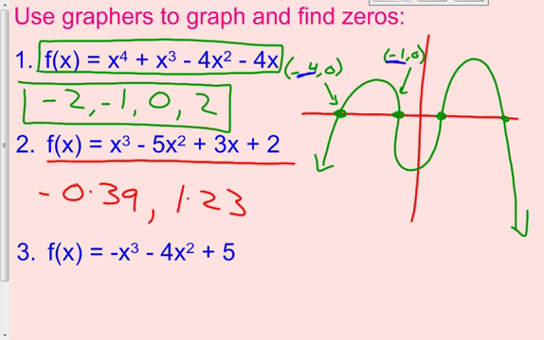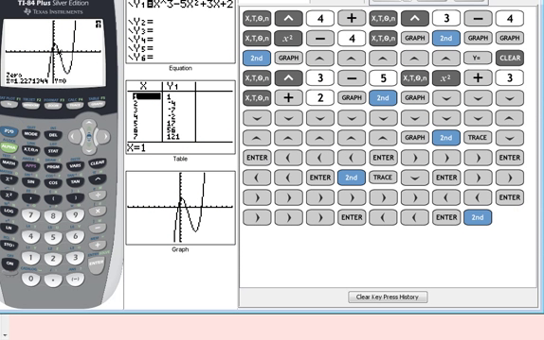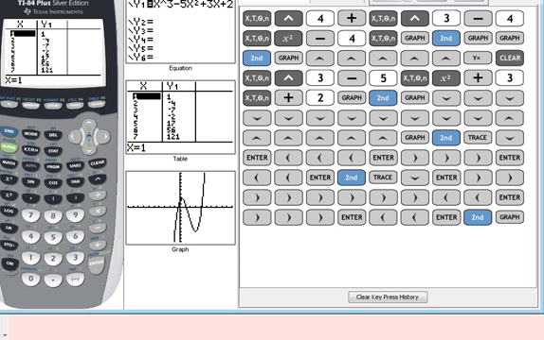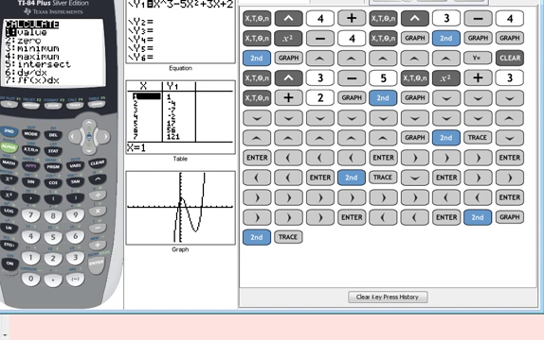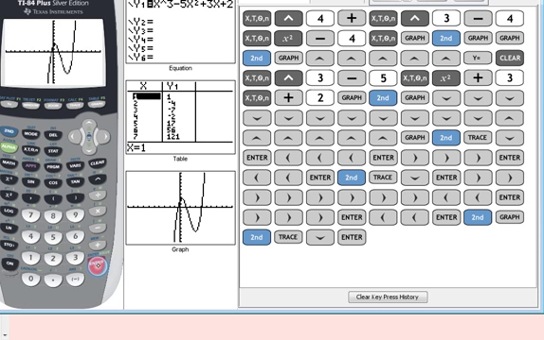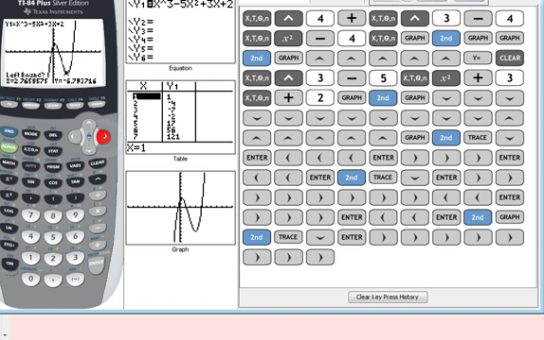All right, you're two-thirds of the way done. We still need one more zero. For our third one, you're going to go to second. Oh, I went to second graph, which is the table. Go to second, calculate. Sorry about that, class. Go down to number 2, which is our zero. And for our third one, you're going to press right a couple times to get to it.